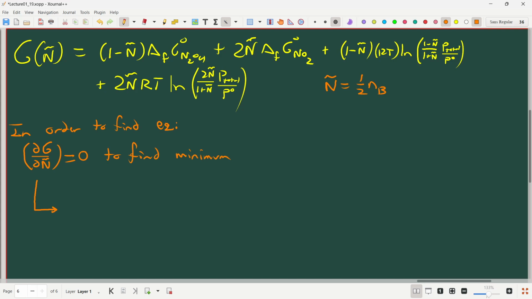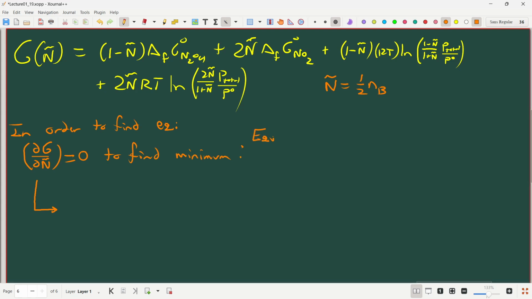And where does equilibrium happen? It happens where the Gibbs energy is minimum. Remember, we always want to find the energy minimum. That's the energy minimum principle. Where does equilibrium occur?